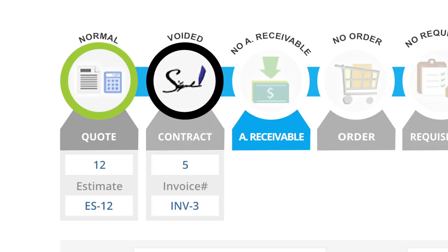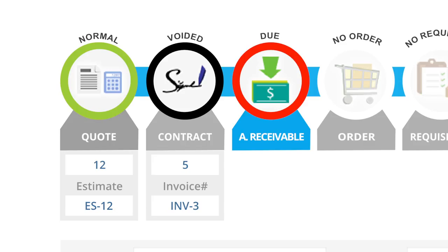Accounts receivable. The accounts receivable ring will display red and due status when a payment is past due, meaning that the payment was not received or captured on the agreed date. This is a clear indicator that a client owes you.